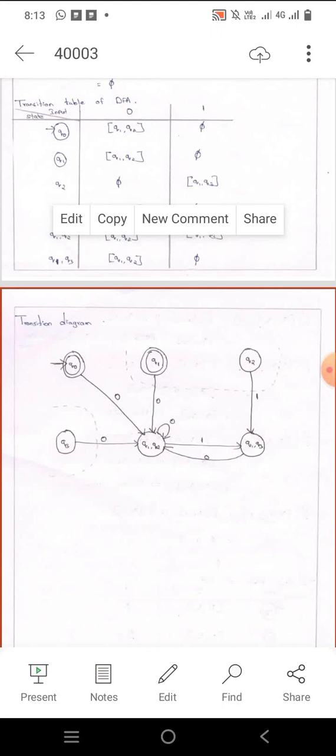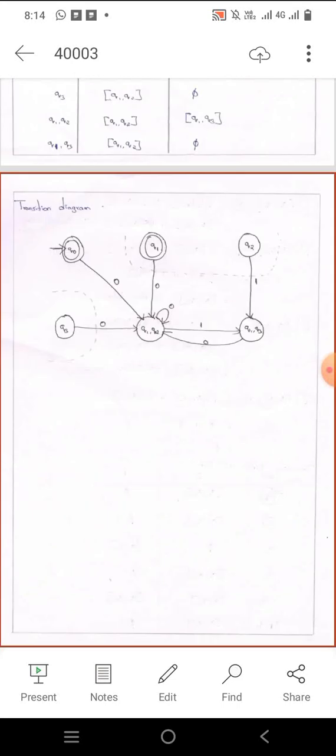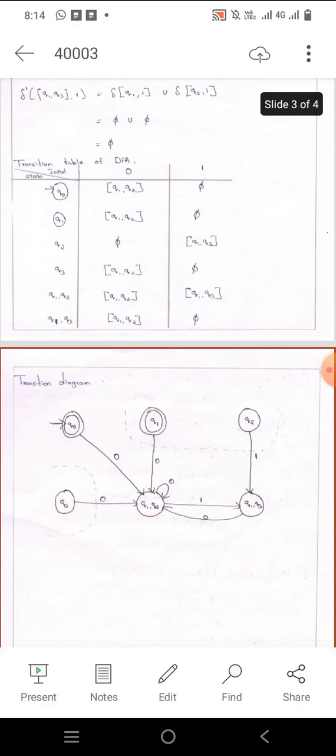And from the transition table, see Q0, 0, it reaches Q1, Q2. From Q0 to 1, it reaches null. From Q1 to 0, it reaches Q1, Q2. From Q1 to 1, it reaches null. Q2 to 0, it reaches null. Q2 to 1, it reaches Q1, Q3. From Q3 to 0, it reaches Q1, Q2. From Q3 to 1, it reaches null. From Q1 Q2 to 0, it reaches Q1, Q2, its own state. Now from Q1, Q2 to 1, it reaches Q1, Q3. Then from Q1, Q3 to 0, it reaches Q1, Q2. From Q1, Q3 to 1, it reaches null.